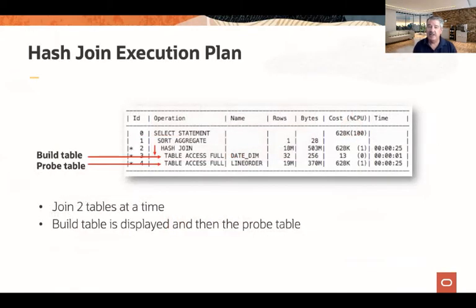You see this in an execution plan with a hash join, here starting at ID number 2. Our build table is the date dimension table, which is the first table that will show, and our probe table will be the line order table. If you're familiar with our other examples, you can see the number of rows involved here: the date dimension table is much smaller than our line order table, and so that's why it chose date dimension to be the build table.